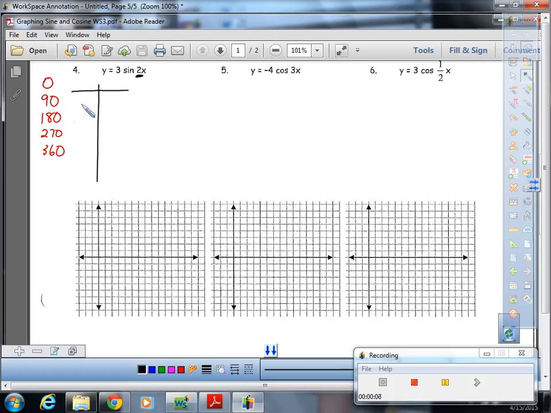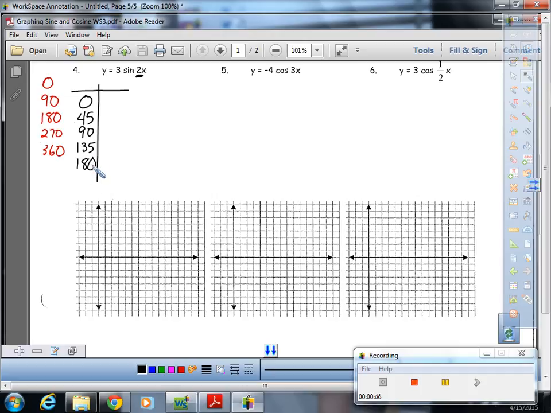So to figure out what input values to put in, you would do 0 divided by 2. That's still 0. And then 90 divided by 2, and that's going to be 45. 180 divided by 2, 90. 270 divided by 2, 135. And then 360 divided by 2 is 180.